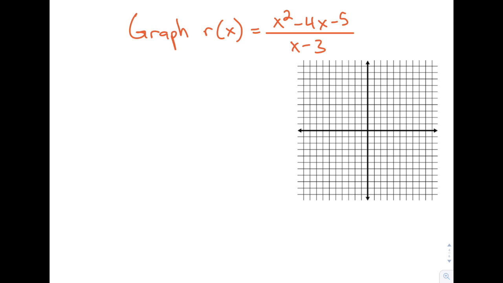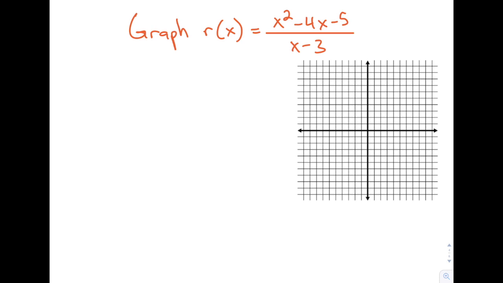So we will graph the rational function r of x equals x squared minus 4x minus 5 over x minus 3. First, let's take our typical analysis. We'll first find x-intercepts and y-intercepts, vertical asymptotes, etc., and then we'll conclude by looking at the slant asymptote.